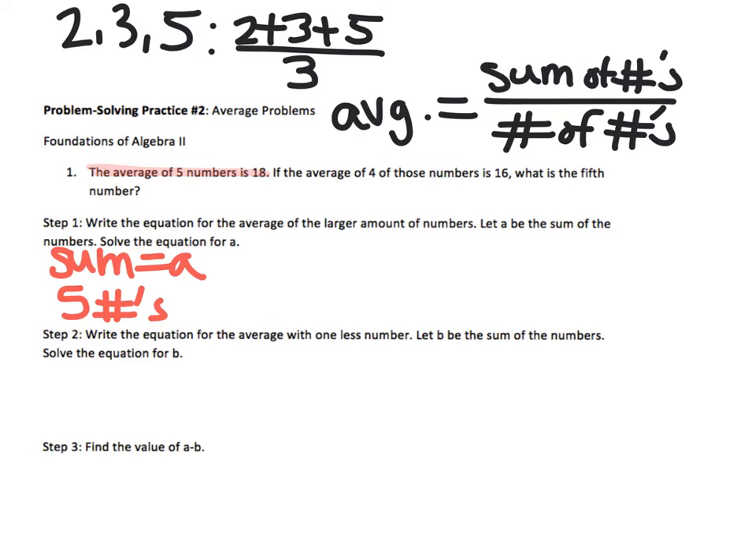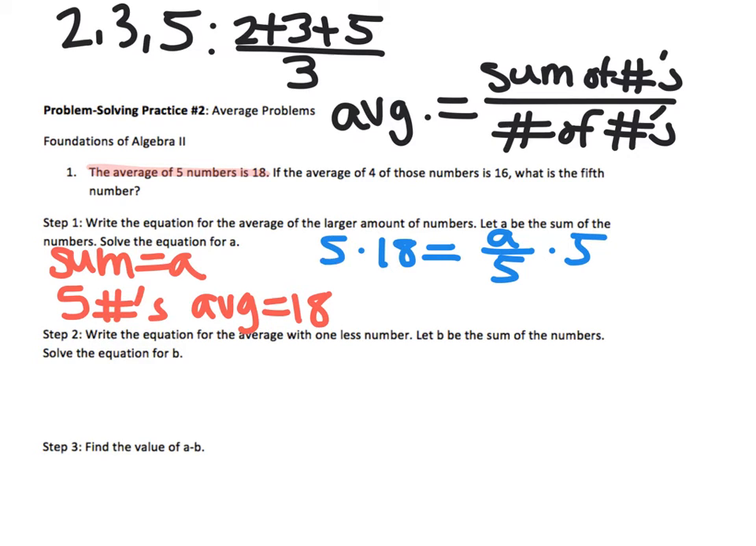And the average is 18. So we can use this to fill it into the general formula. So we would fill it in, so it's 18 equals the sum, which is A, over 5 for 5 numbers. Now, in order to solve for A, we have to get rid of this 5 out of the denominator. In order to do that, we're going to multiply both sides by 5. So A would be equal to, because this 5 cancels out, so A is equal to 5 times 18, which is equal to 90.